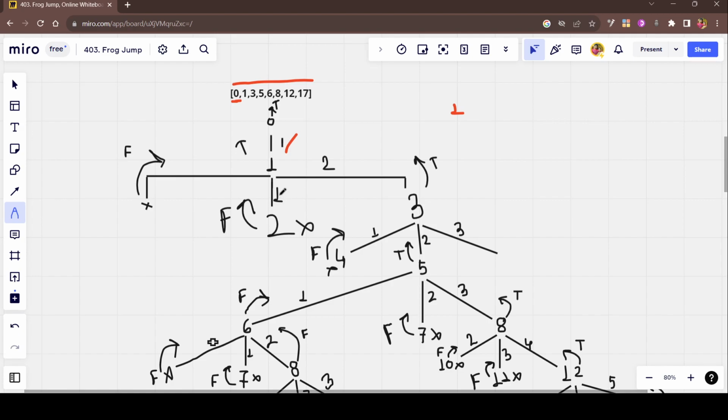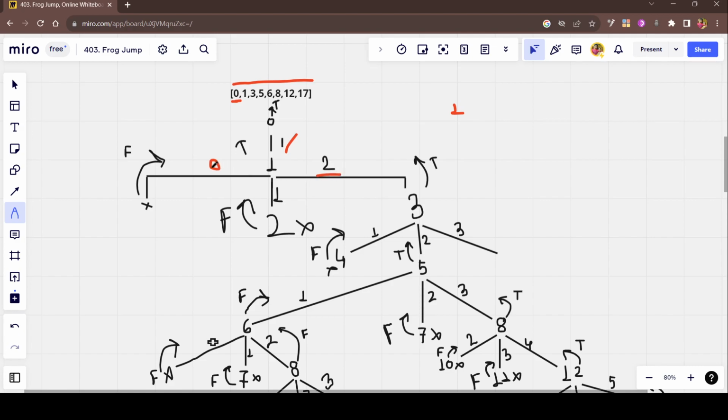Now on the 1st index, we have three choices. That means previously k is 1, that means the previous jump unit was 1. Now it can jump k minus 1, that means 1 minus 1, which is 0 units. Okay, k the same, 1 unit, and 1 plus 1, that means k plus 1, that is 2 units. Got it? That is 2 units.